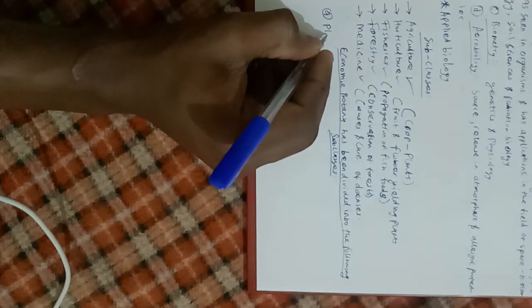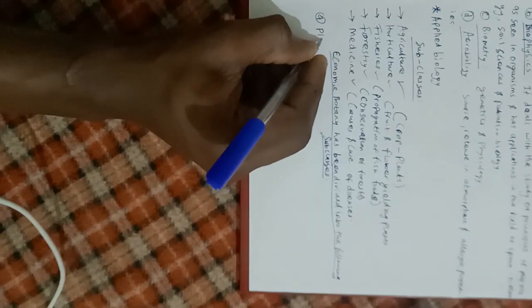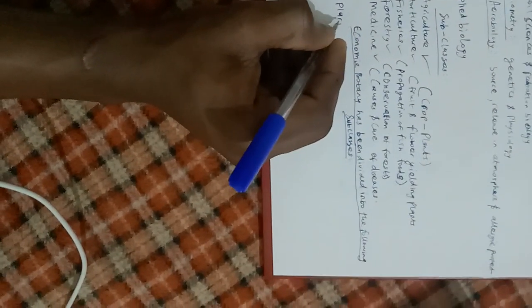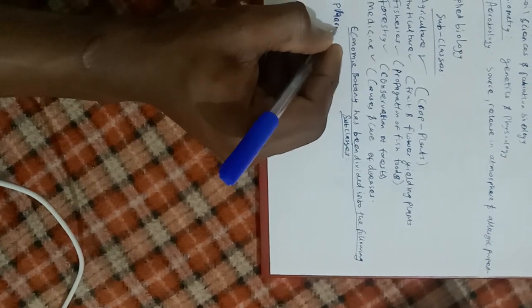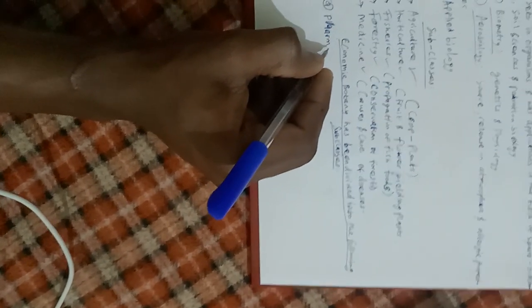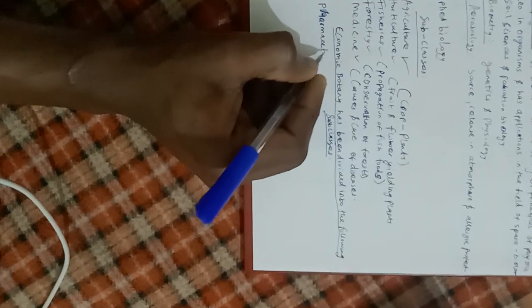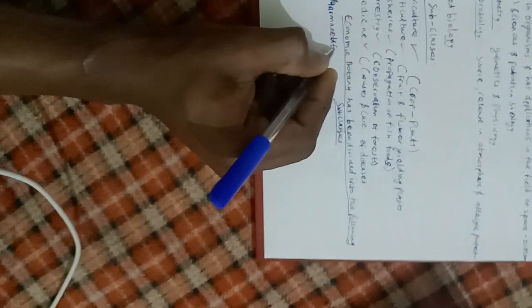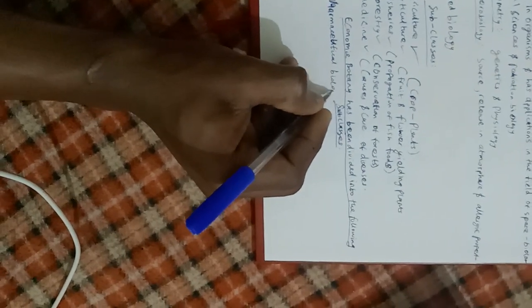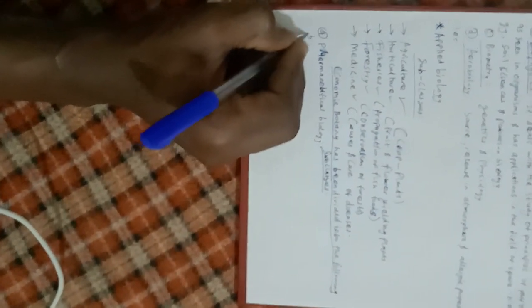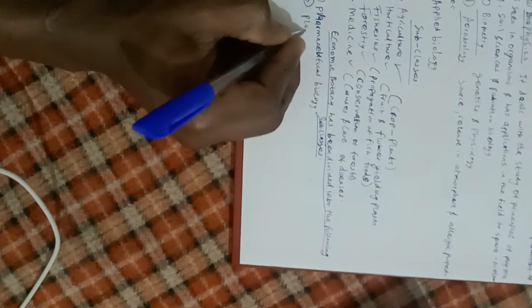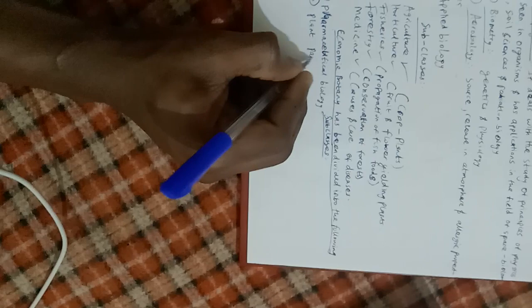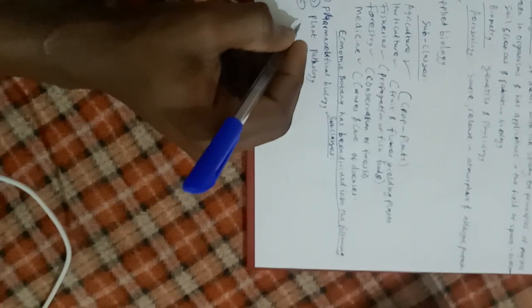So, the first subclass or the first subcategory is pharmaceutical biology. The second one is plant pathology. The third one is plant breeding.